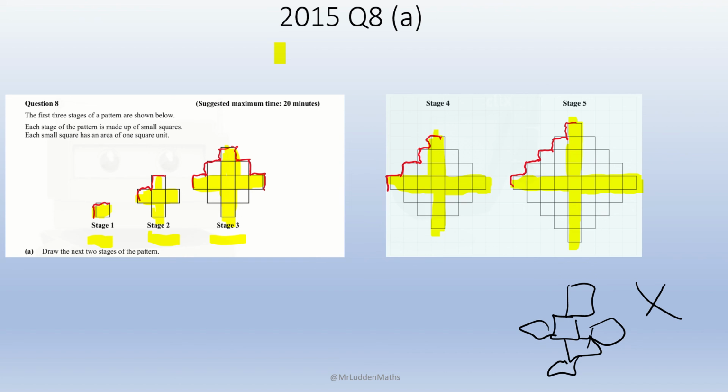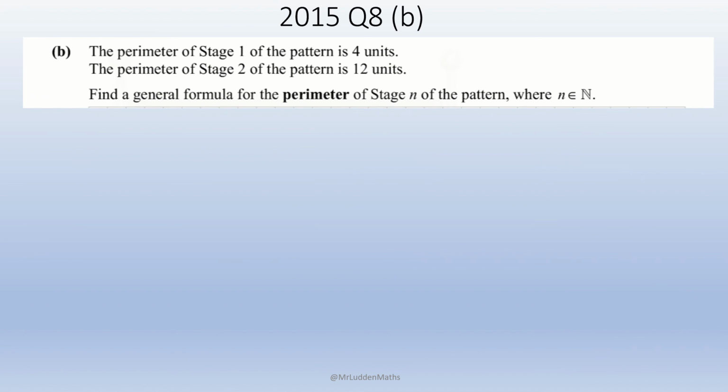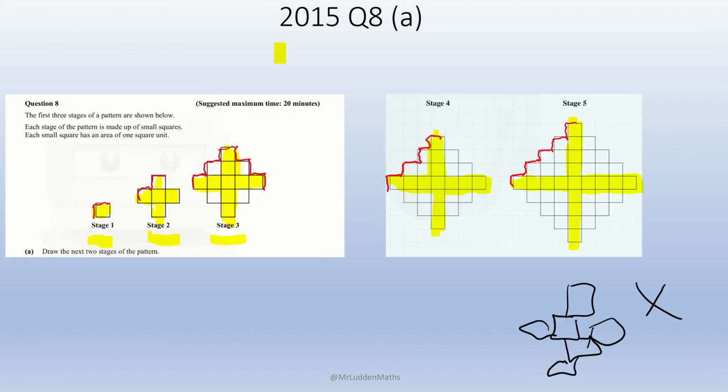Okay, enough about part A. Let's go to part B. Part B tells you that the perimeter of stage 1 of the pattern is 4 units, perimeter of stage 2 of the pattern is 12 units. So I'm just going to write out those two. 4, 12. Find the general formula for the perimeter of stage n of the pattern, where n is a natural number. Okay, so I don't have enough information with just the perimeter of my first two stages. So I'm going to go back to my question, and the perimeter here is 1, 2, 3, 4.